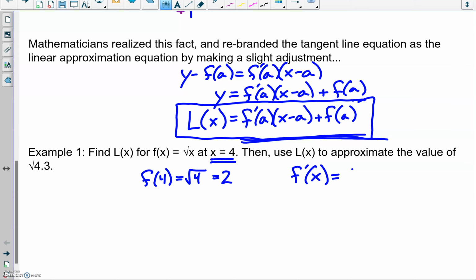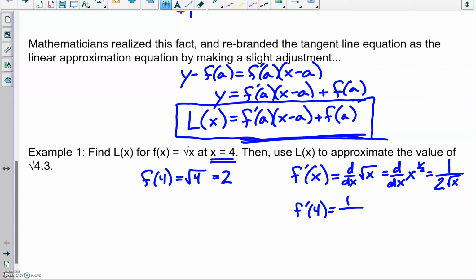So f prime of x is the derivative with respect to x of the square root of x. And that's really the derivative with respect to x of x to the 1/2. And using the power rule, doing a little simplifying, you would get 1 over 2 square root of x. So then f prime of 4 is just going to be 1 over this quantity 2 times the square root of 4. And when you work that out, you get 1 over 4.